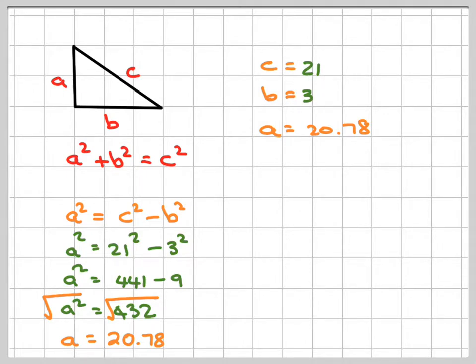So you can see how simple it is to actually just make it the subject of the formula. Whichever one you do not have is the one that you go make the subject of the formula. It's quite easy. This is a real gift to mathematicians, this Pythagorean theorem. You can use it for all right-angled triangles.